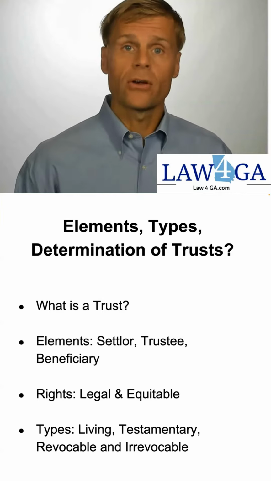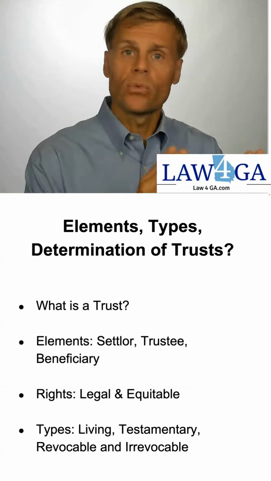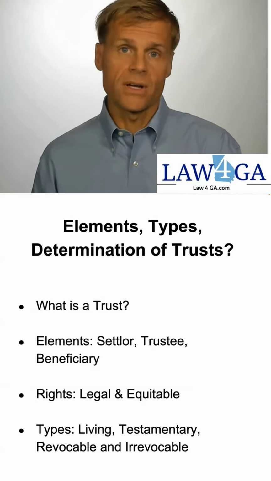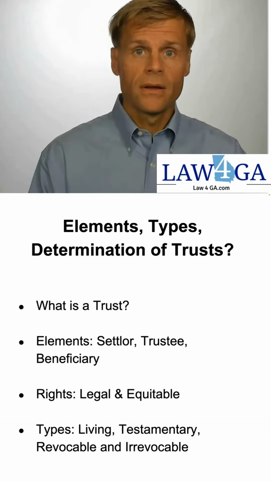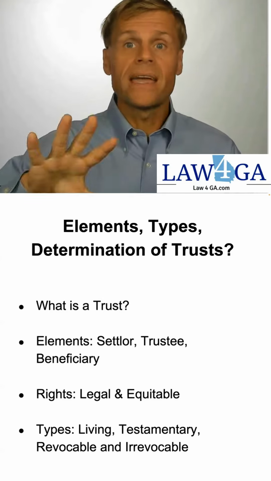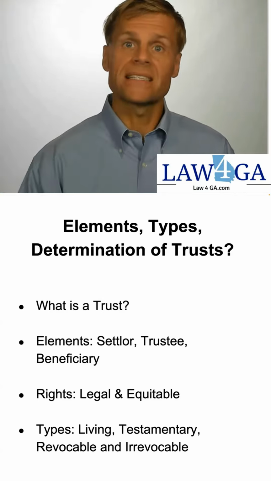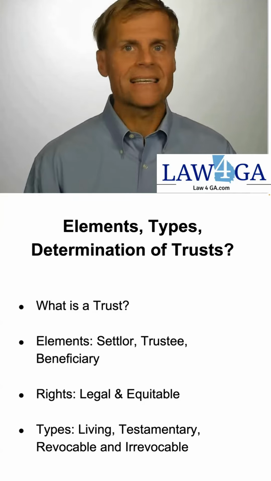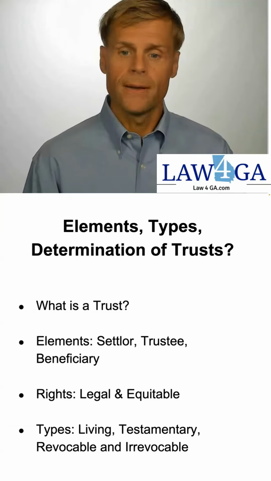Now, another category important for understanding how trusts are used is the idea of the revocable or the irrevocable trust. A revocable trust is one where the settlor can not only pass the assets into the trust, but can revoke that transaction, can revoke the passing of assets into the trust, and can pull the assets back out of the trust. That's a revocable trust.